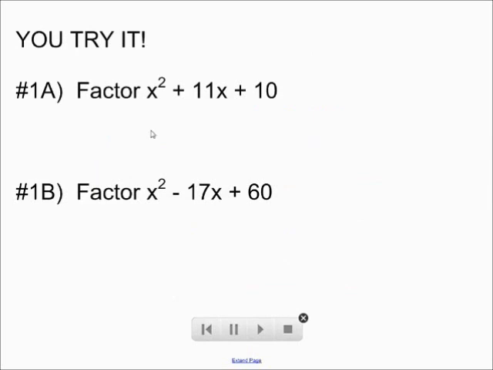So why don't you take some time now and try and factor these. Remember the rule. You're looking for factors of C that add up to B. Press pause, and when you're ready, press play, and you'll see my solutions.